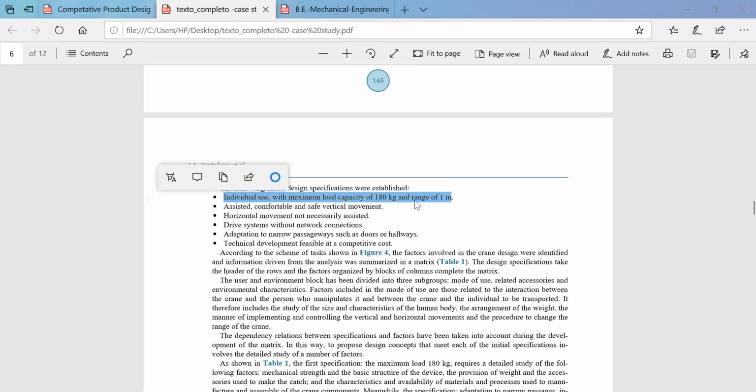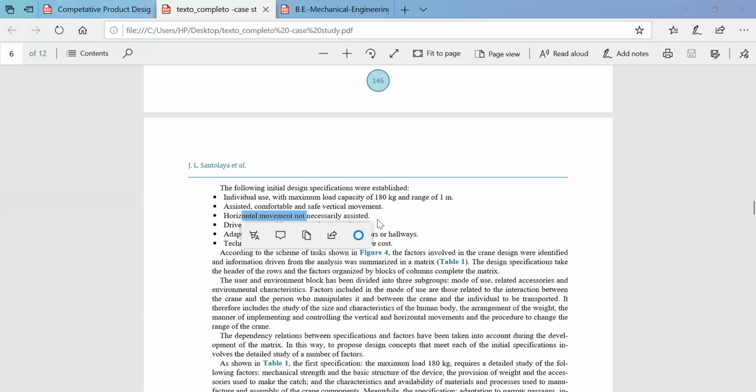So this is one of the needs, and they should have a comfortable, assisted and safe vertical movement, and third, they should have horizontal movement, and it is not necessary that it has to be assisted. Only for vertical movement they need the assistance, and in the horizontal movement it's not needed. Okay, and the next requirement was the drive system without network connections, and adaptation to narrow passageways. They should get adapted to narrow passageways such as doors and hallways.